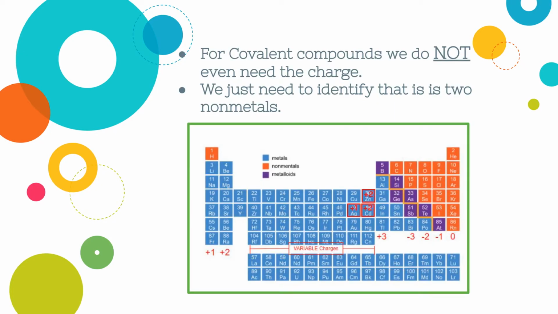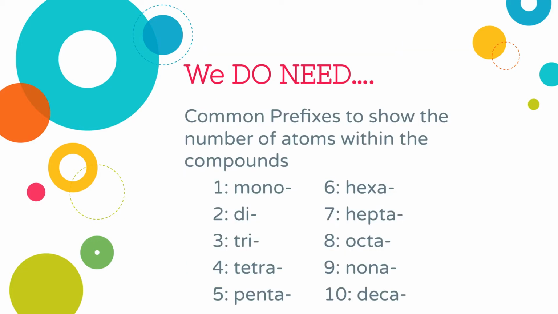For covalent compounds, when we are writing it, we don't even need the charge. We just need to identify that it is two nonmetals. What we do need, though, is a list of common prefixes to show the number of atoms within the compound. So mono is 1, di 2, tri 3, tetra is 4. So remember, if you've ever played Tetris, you have to get 4 lines at a time. Then penta, hexa, hepta, octo, if you remember Octomom, nano, and deca.